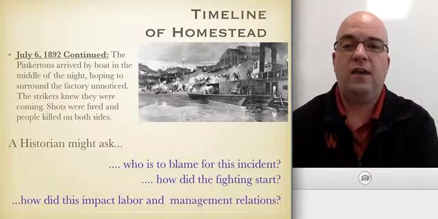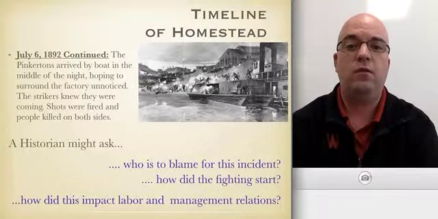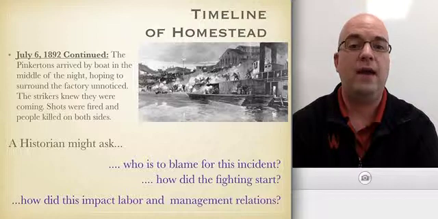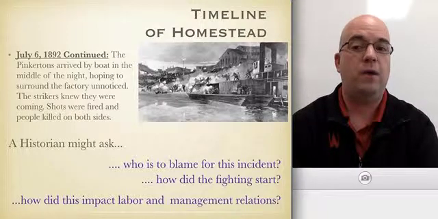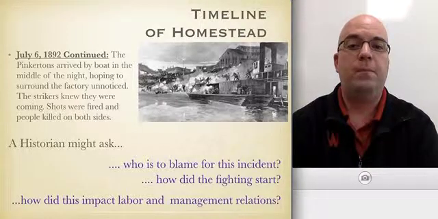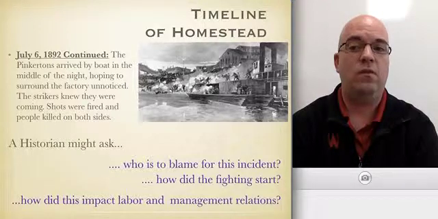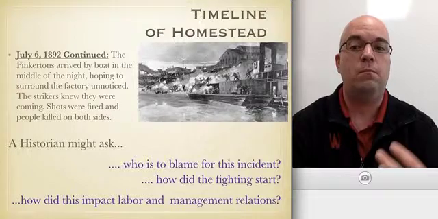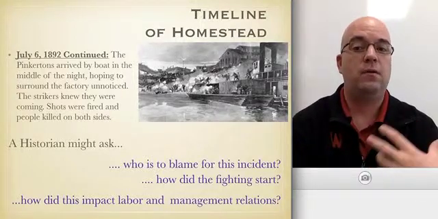On July 6, 1892, the Pinkertons arrived at the steel mill by boat in the middle of the night, hoping to go unnoticed by the factory workers, but they are tipped off, and the strikers know they're coming, and pretty soon shots are fired on both sides, and there are people killed.